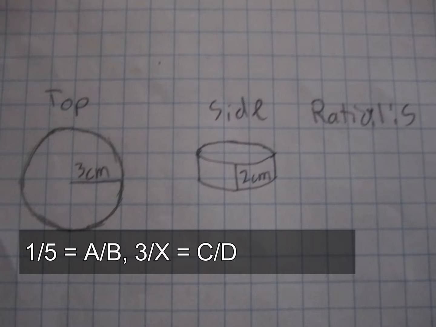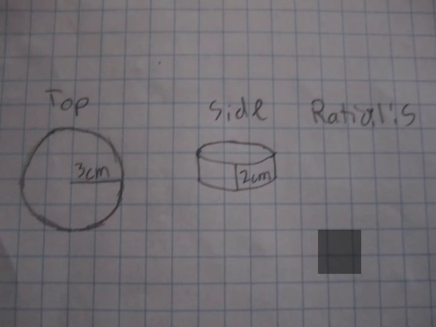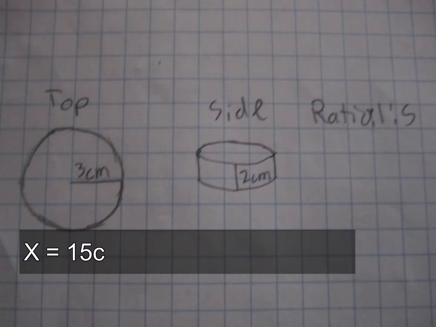We know that the radius for the model cake is 3 centimeters, but we don't know the real size. So we plug in 3 centimeters and end up with 1 over 5 equals 3 over x. Then we have to solve for x, which would be the real cake size. To do this, we have to cross multiply and solve for x. This ends us up with x equals 15.